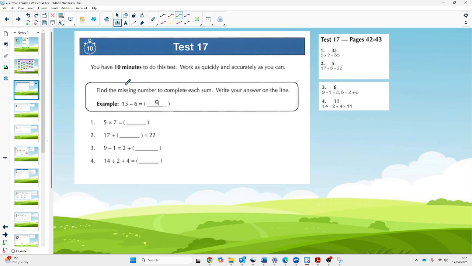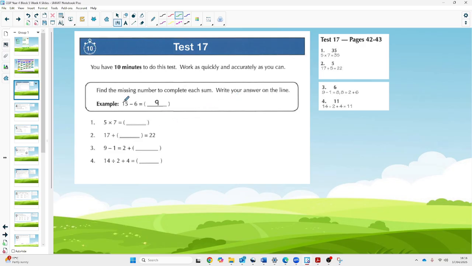So it says you have 10 minutes. You are welcome to time yourself if you want to. I would certainly suggest though, if you don't complete all the questions in 10 minutes, put a little star, carry on to the end, and the next time you do a test, see if you can get a little bit further through. Or if you are completing it within 10 minutes, make sure you use that time to go back and check any harder questions. So work as quickly and as accurately as you can.